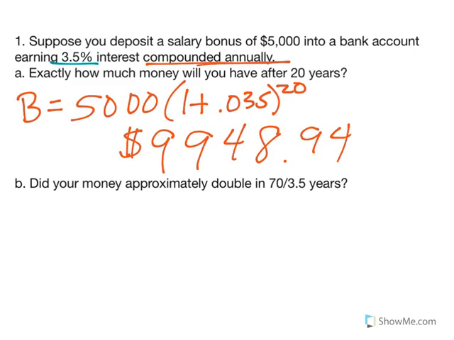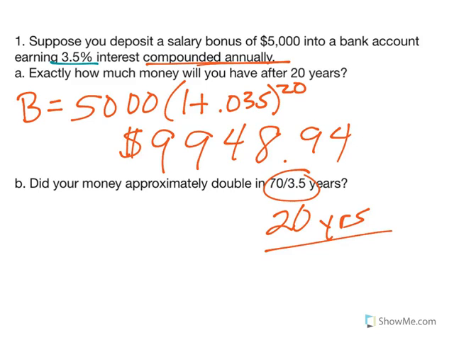So when I plug that into my calculator, my ending balance is $9,948.94. So did our money approximately double? Because when we took 70 divided by 3.5, we got 20 years. So when we looked at it, well, how much would we have after 20 years? Did it nearly double? Well, yeah. I mean, $9,948, that's close to $10,000. You know, we're $51.06 away, but we're still fairly close. So that's kind of how it works.